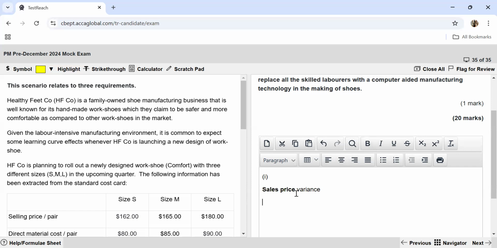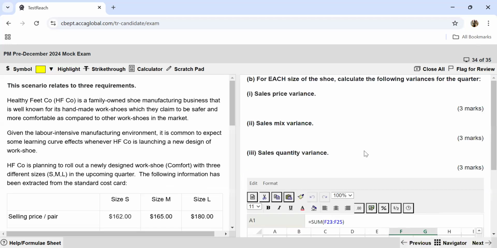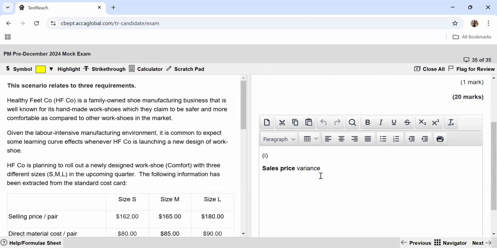So this can be explained due to the limited availability of the shoe sizes in the market. And even if we were selling at a higher price, we did not have any negative effect on the market competitiveness because you also see that the quantity variance was also favorable. Have a look here. Quantity variance was favorable for all. So that means even if you sold them at higher prices, it did not affect the competitiveness.